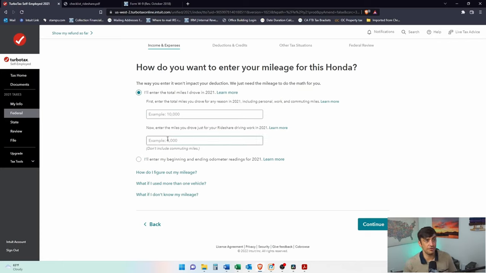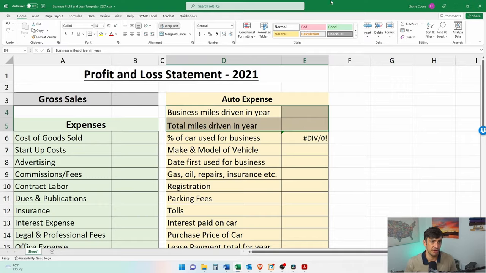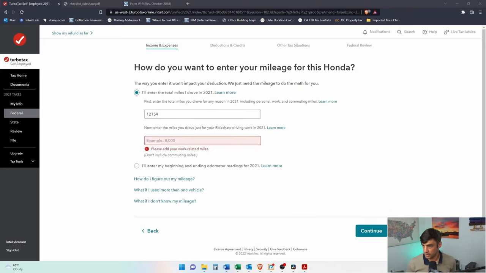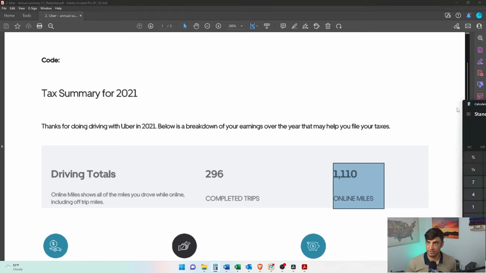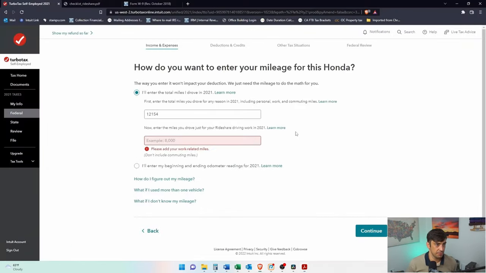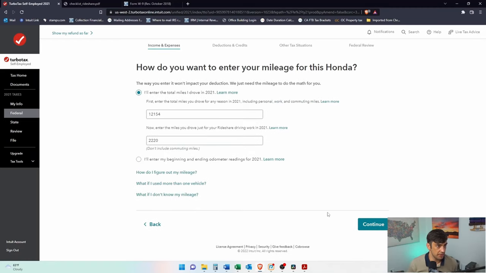I'll enter the total miles I drove in 2021, or beginning and ending. Okay, so you can do either or. This P&L is set up for the first option here, right? The business total miles, we'll say 12,154, and that was total miles. And this is the business miles here, 1,110. And I'm going to say maybe double that because we had to drive a whole bunch more between clients to pick people up, times two. There we go. Easy enough. 2,220. There we go. Whoops. What happened there? Okay. Here we go.